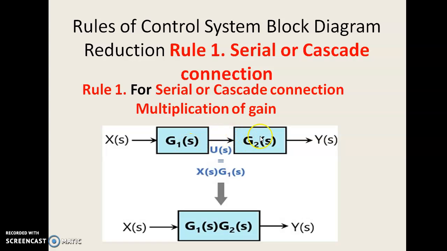In the case of series connection, the overall gain of the system will be given by the multiplication of the two gains. So we are getting here G1(s) multiplied by G2(s). G1(s) is the gain of the first block, G2(s) is the gain of the second, and both are connected in series or cascade. So the overall gain of the system is the multiplication of two gains, that is G1(s) times G2(s).